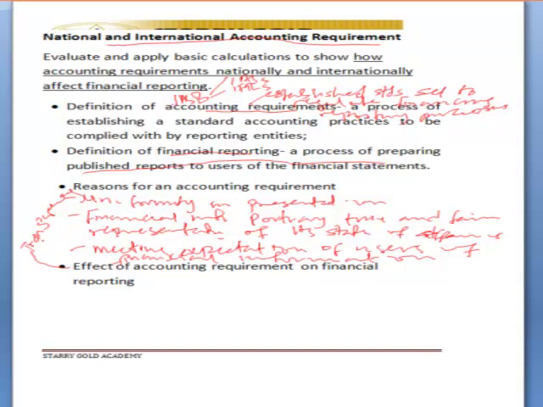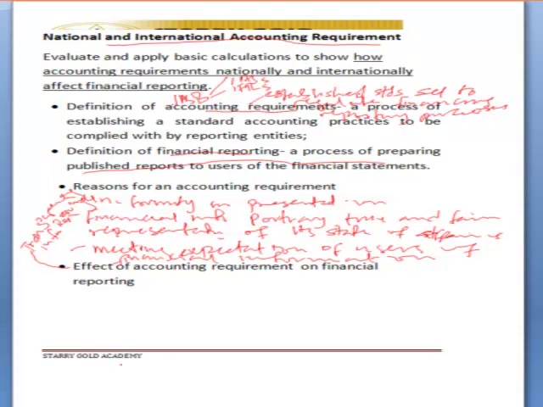Transparency in financial reporting. If your financial reporting is not transparent enough, it means the figures you have provided in the financial statement do not actually represent a true and fair position, meeting the needs of users of financial statements. So one of the reasons why we have accounting requirements is to bring about transparency in the process of financial reporting, in meeting the expectations of users of financial statements.